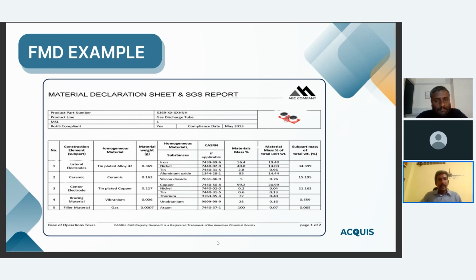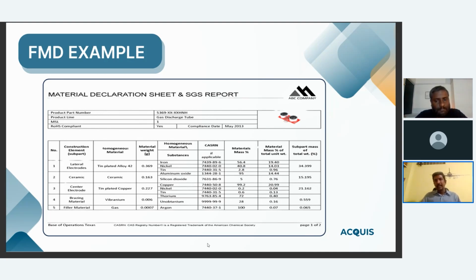For example, here, the lateral electrode is made out of tin plated alloy, and they are specifying the weight of that one particular homogeneous material. In this case, they are specifying it in grams, that is 0.369 grams. And the supplier will also specify the homogeneous level substances this material is made out of. So in this case, the tin plated alloy material is made out of three substances, which are iron, nickel, and tin. All of these substances have CAS numbers.